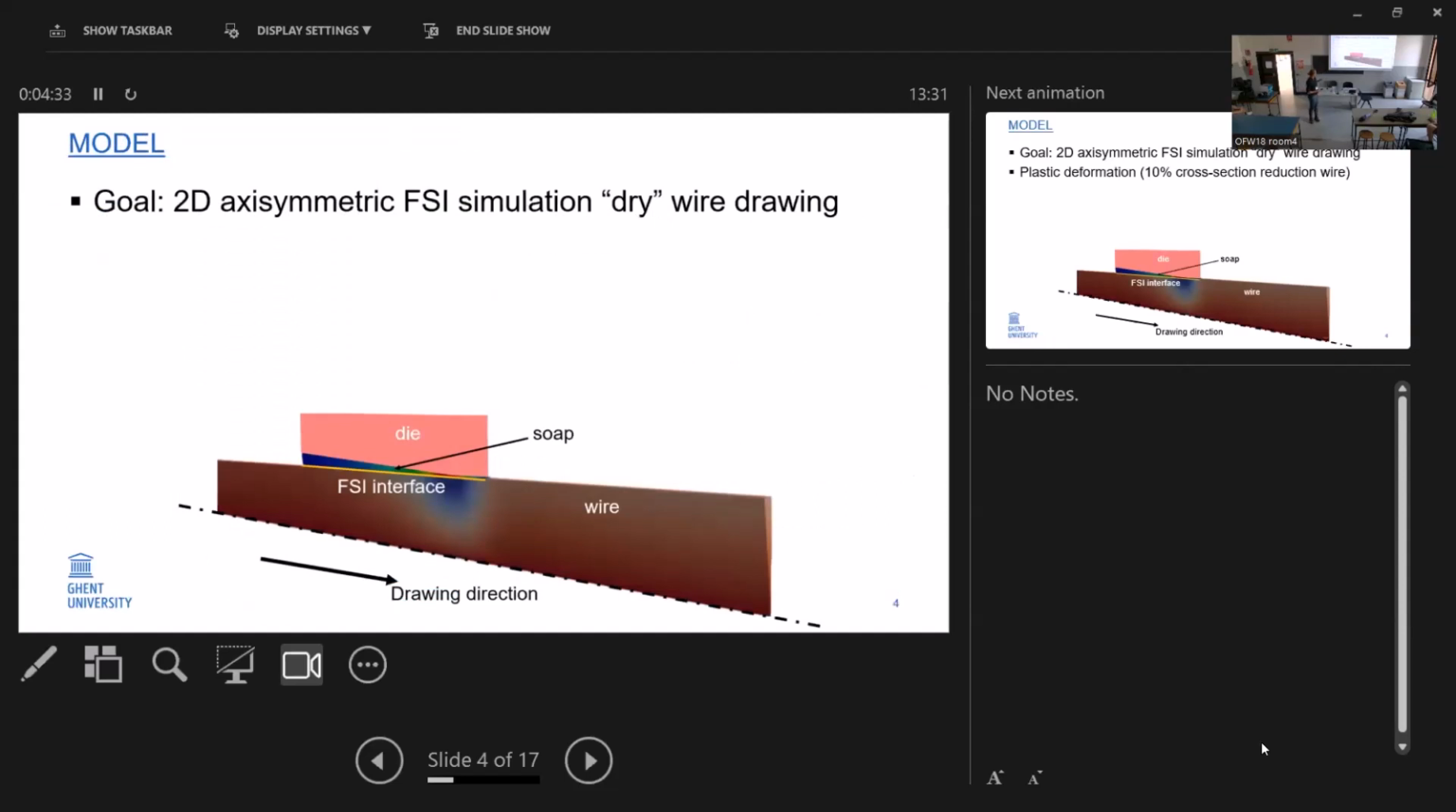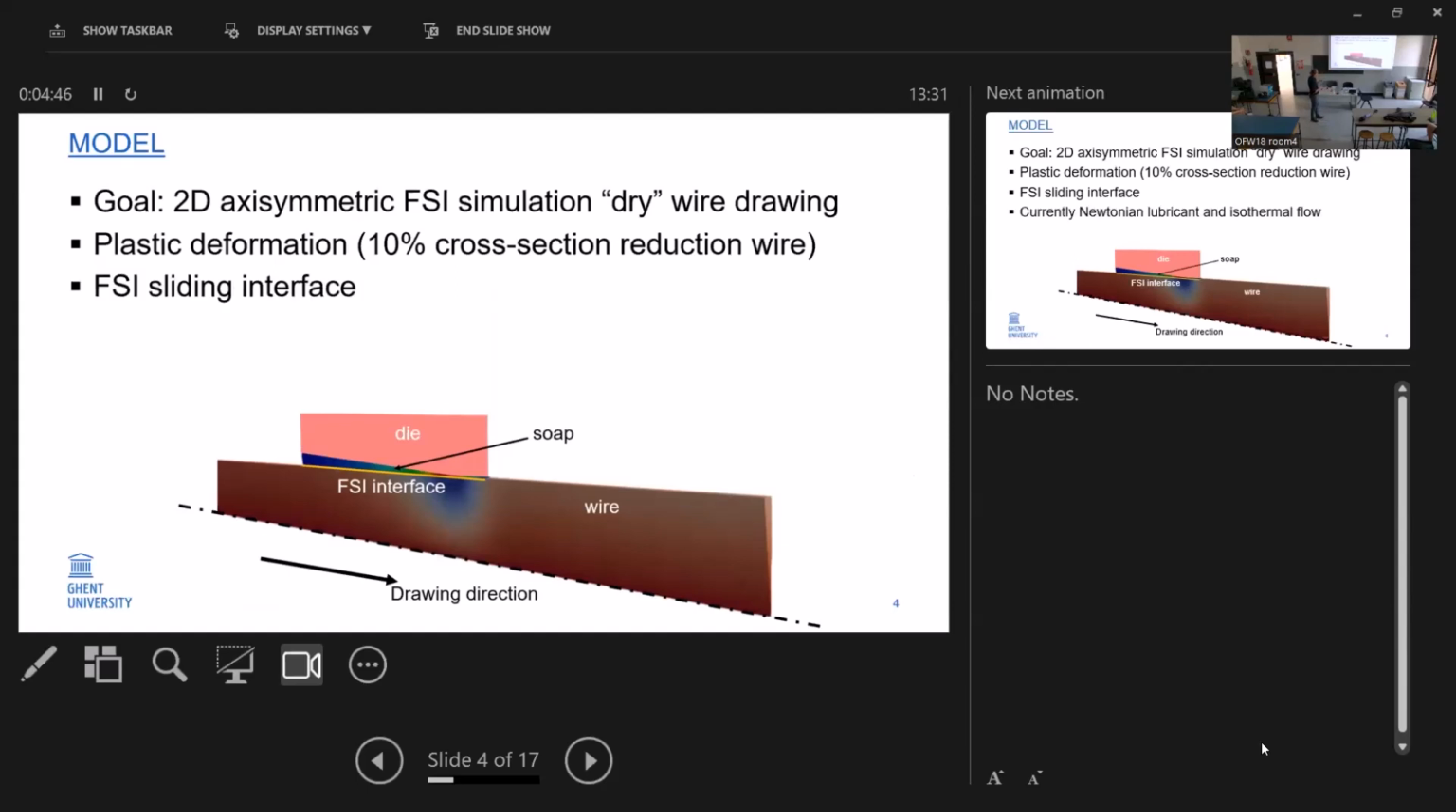This presentation will present a 2D axisymmetric FSI simulation of dry wire drawing with plastic deformation, with the aim to achieve a 10% cross-section reduction of the wire, with a sliding interface. Why a sliding interface? Because the wire is moving in axial direction, while the soap itself stays fixed in axial direction.